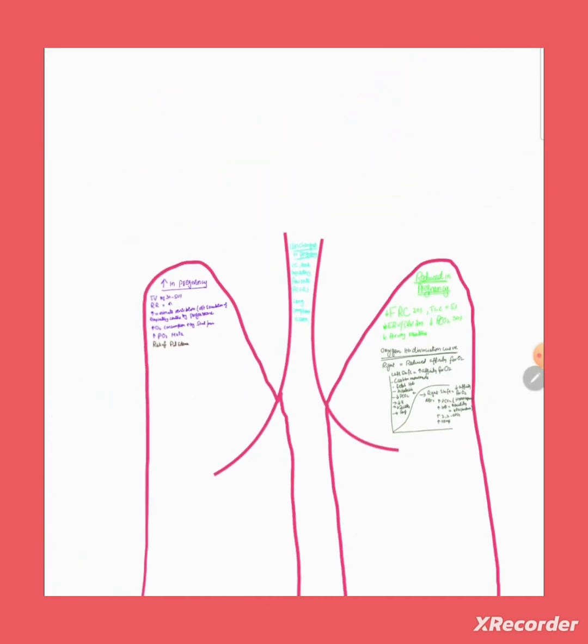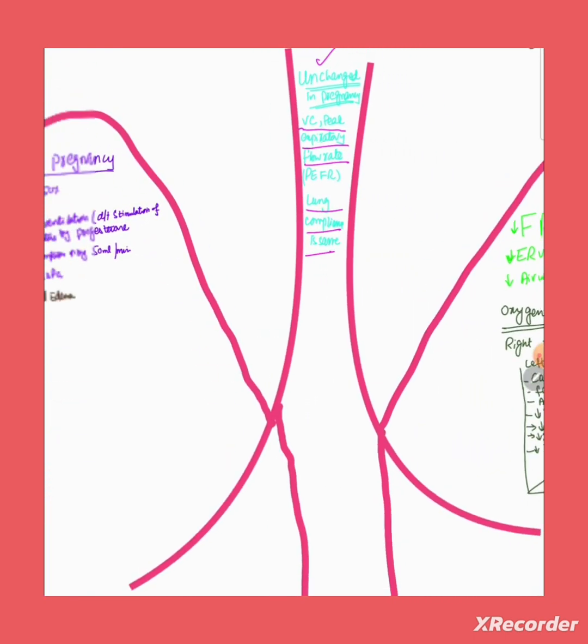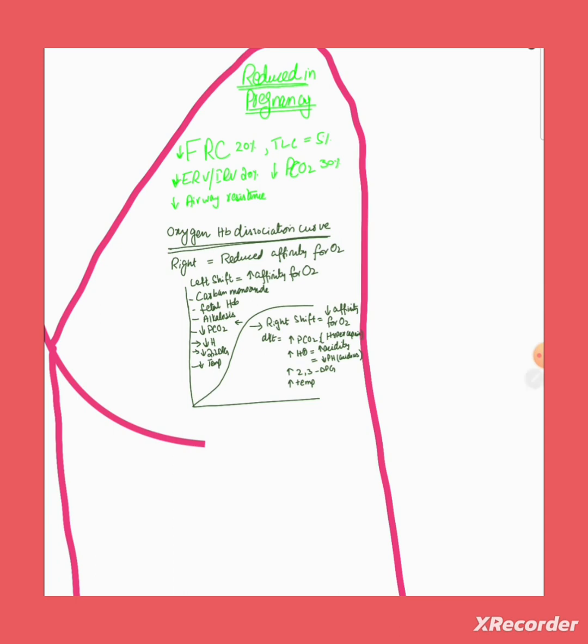Now let's move on to the next point. Here are certain things which do not change during pregnancy, and these are the vital capacity, the peak expiratory flow rate, and the lung compliance, which remain the same. Now what things do decrease or increase? First let's see the things which reduce in pregnancy.